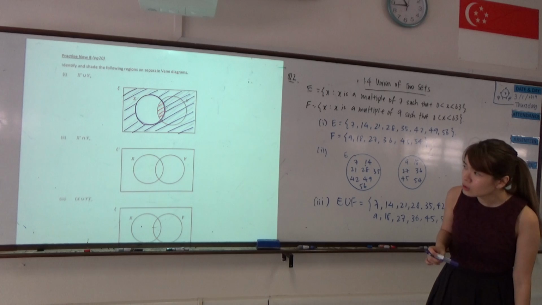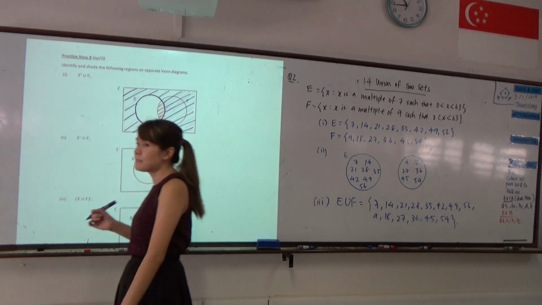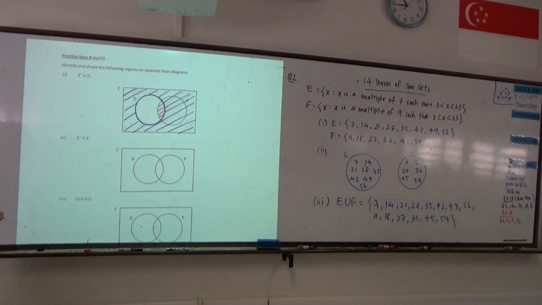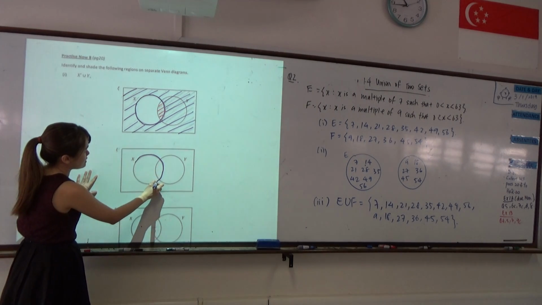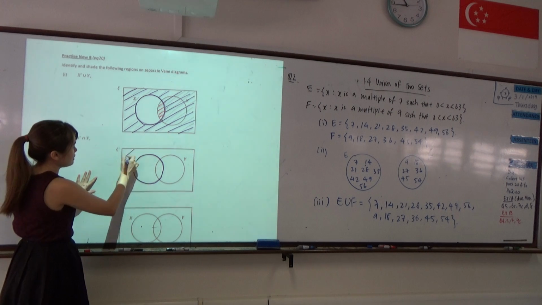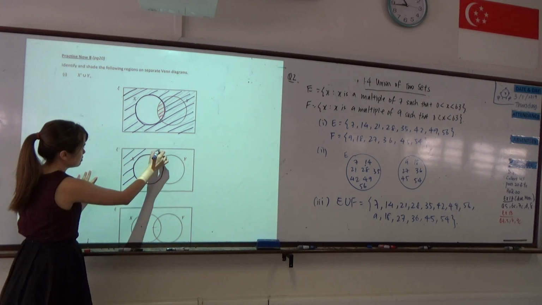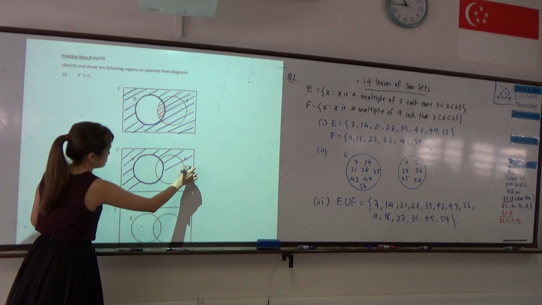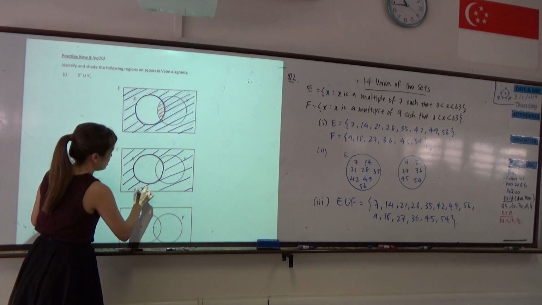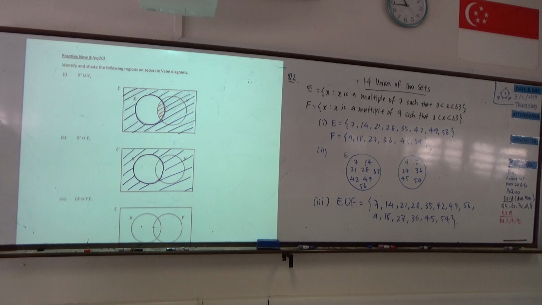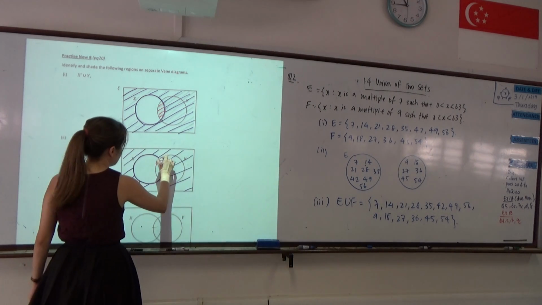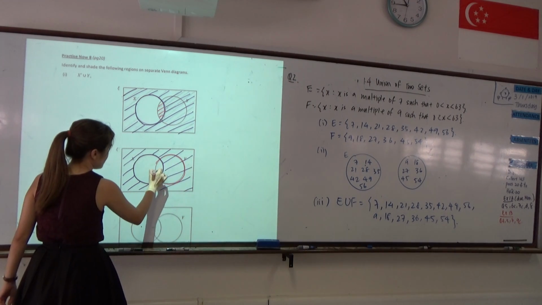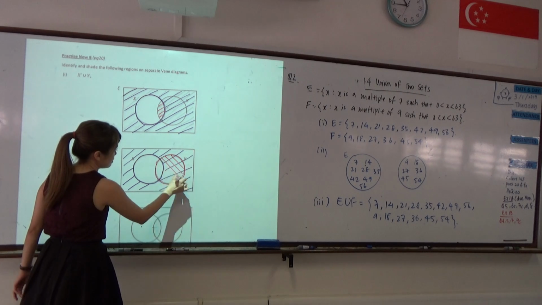Then for part 2, we want to look at x complement intersect y. So we always start from left to right. X complement, so we identify where x is first. The complement of it is everything outside. And then after that, you have to intersect y. Where is y? Y is actually this part here only. So it is actually this part only.